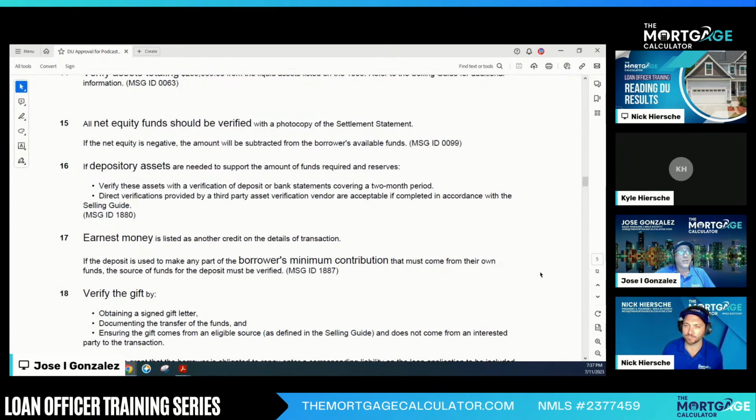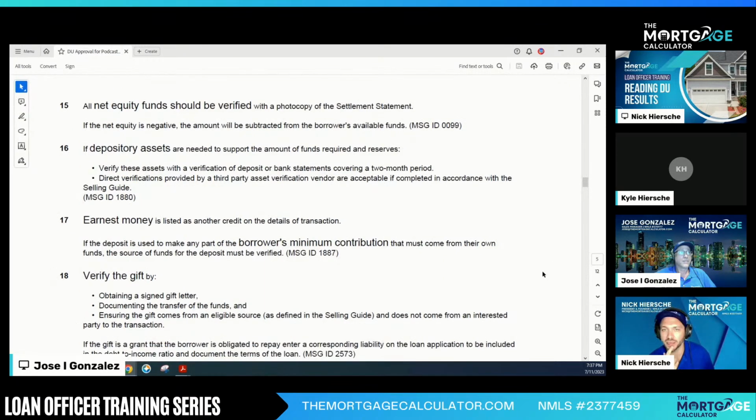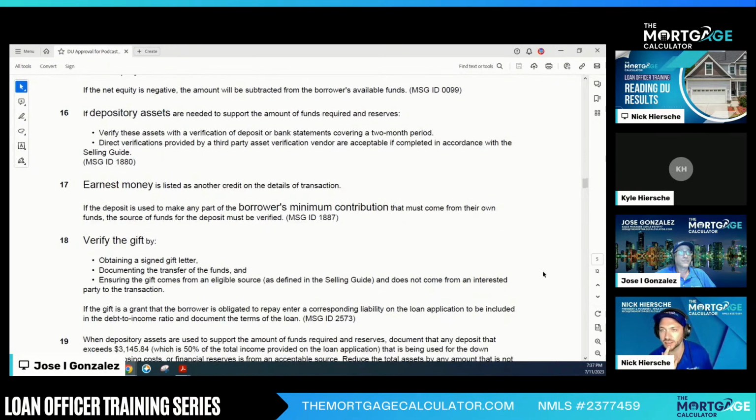And if I do a VOD, direct verification provided by third party asset verification is acceptable if completed in accordance with the selling guide. They always refer you to the selling guide to make sure of the correct form you're using. Our vendor there, guys, our Fannie Mae Day One Certainty vendor is AccountChek. So we can do the VOI, the VOE, and the VOA that Jose just went over. So that's our third party partner that we can use to supplement this report and actually get it cleared with a Day One Certainty vendor.